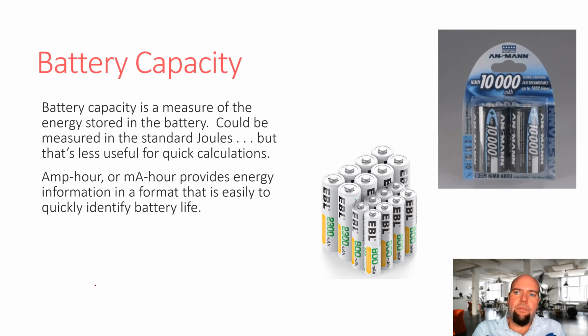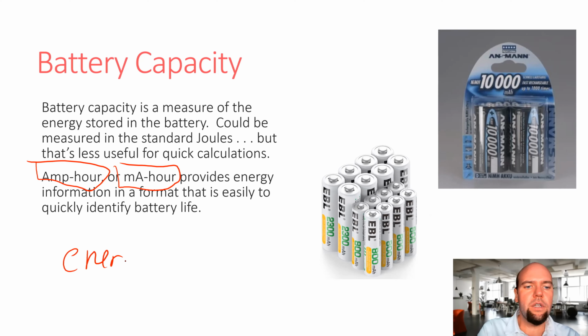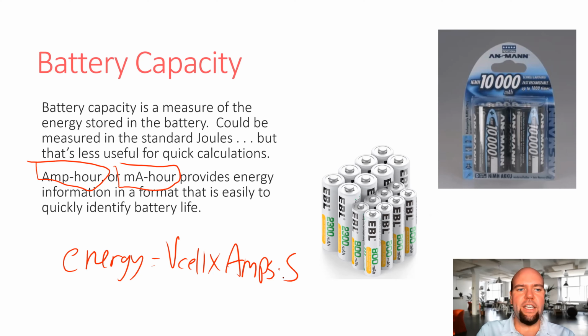So what's missing in this rating is the cell voltage. The cell voltage is the parameter that's missing. If you want to know energy in joules, that's going to be cell voltage times amps times seconds. So basically, if you took amp hour and multiplied, how many seconds are there in an hour?